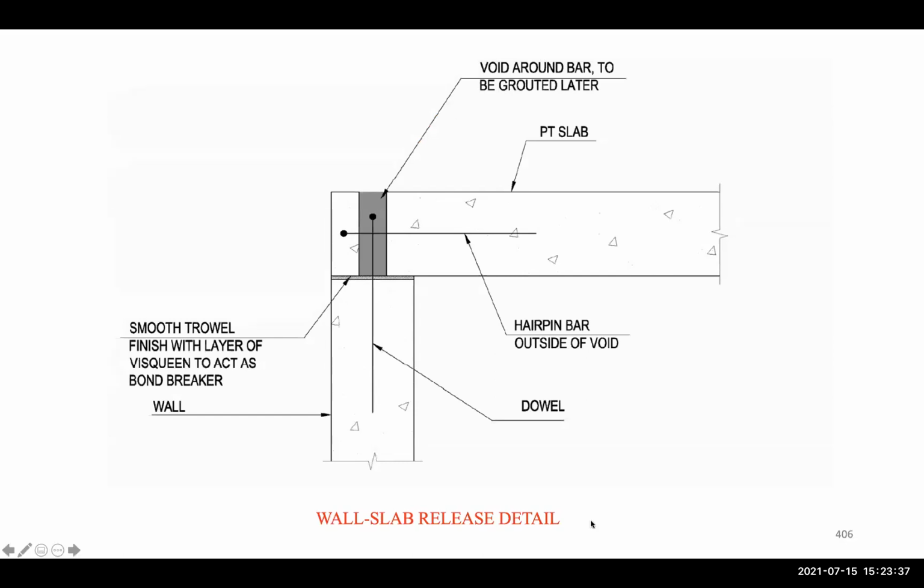Here you have, for example, a dowel. Here you have another dowel. Of course, this is a void around the bar to be grouted later. So that's a grout. So basically, the release is done by something like this, and not into the concrete, so it will not be restrained. And here you have a smooth trowel finish with a layer of visqueen to act as a bond breaker. Okay, so that's a wall slab release detail.